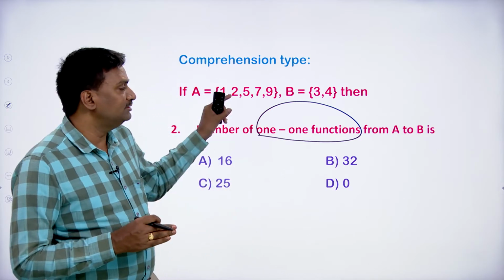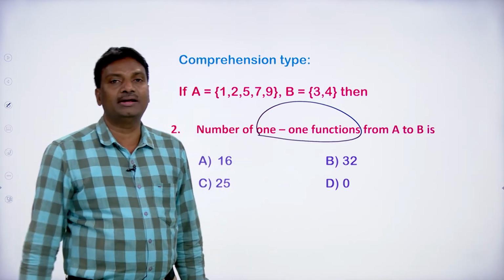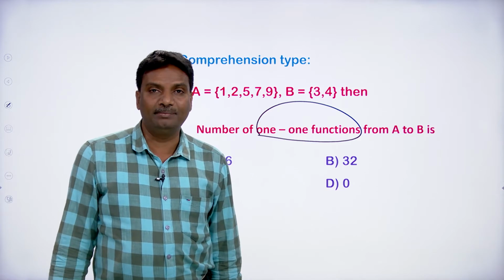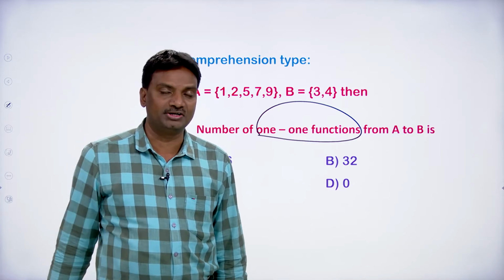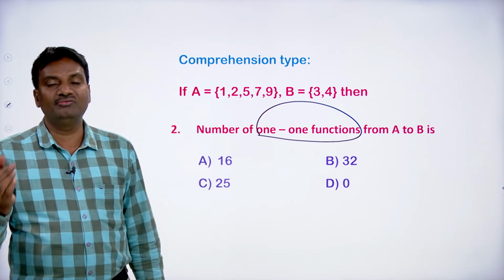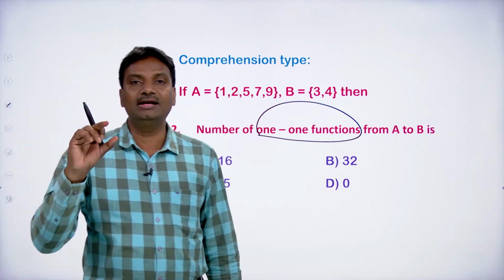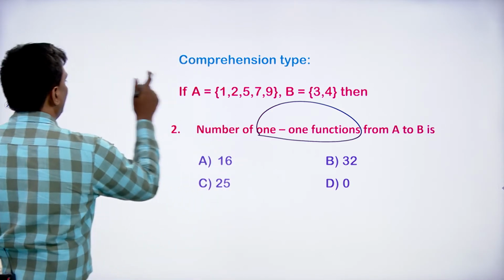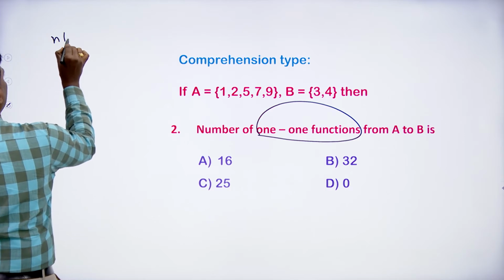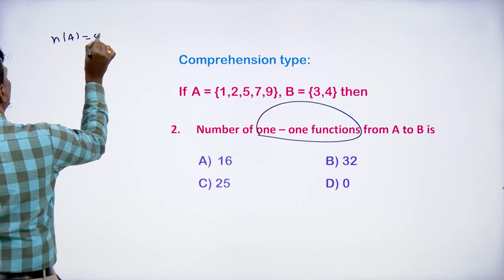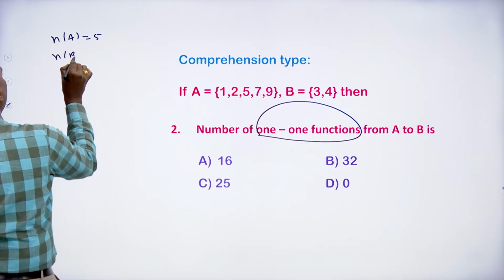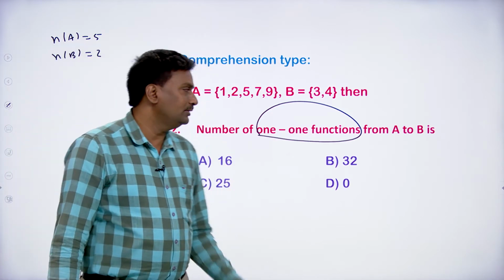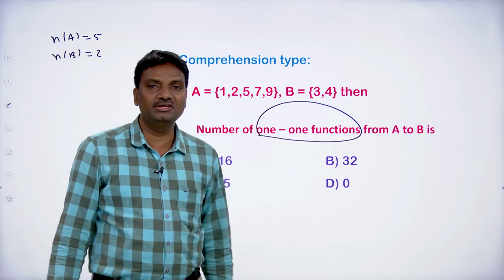If the number of elements in A is less than or equal to the number of elements in B, then we can use the formula nPr, where P is nothing but permutation. So already I told you how we can find the value of nPr when n, r are positive integers. So here, by observing, the number of elements in A is 5 and the number of elements in B is 2 only.